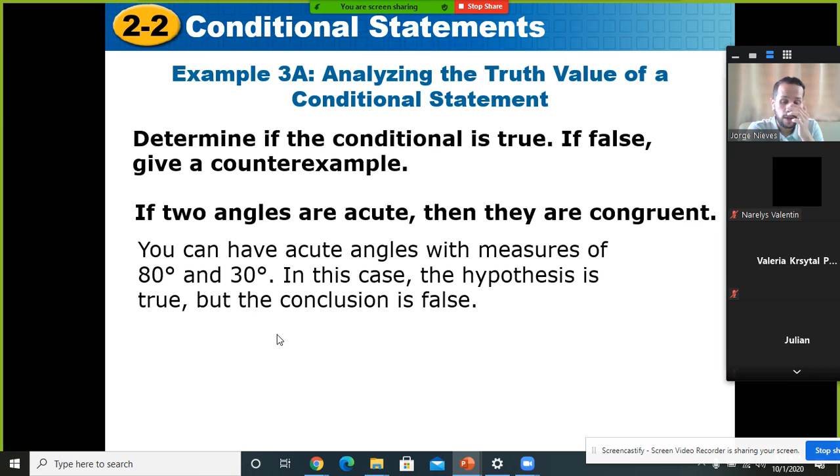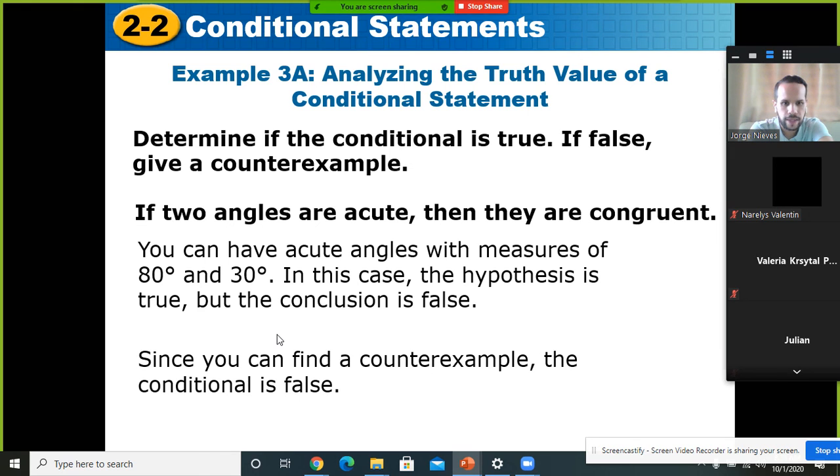¿Entendimos? So for us to do this, we got to know basic geometry vocabulary from lesson 1 or from chapter 1, okay? So you can find a counterexample. So this is the counterexample. So the conditional is false.